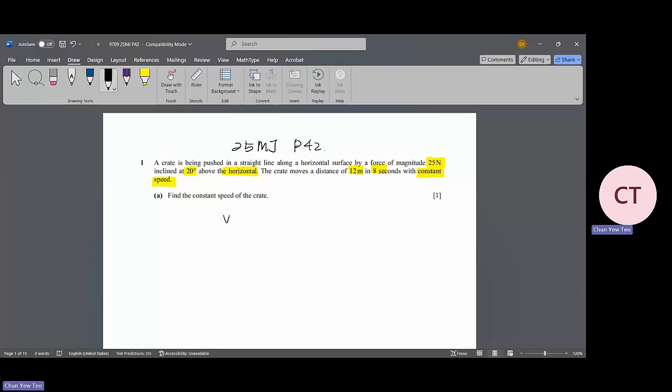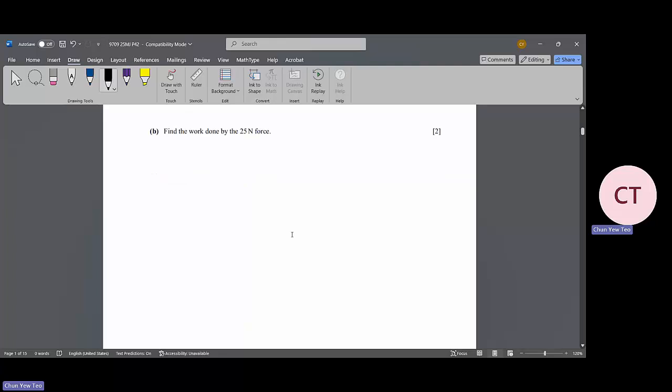So the constant speed of the crate is actually the distance divided by time, 12 over 8. So you will get 3 over 2 meters per second. That is the answer for question number 1A. Move on, 1B. Find the work done by the 25 Newton force.